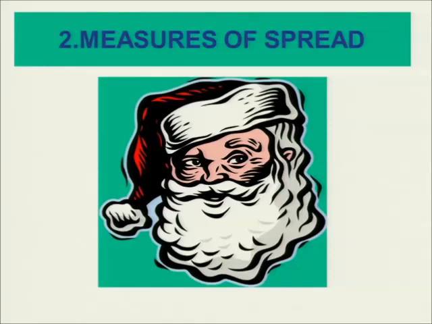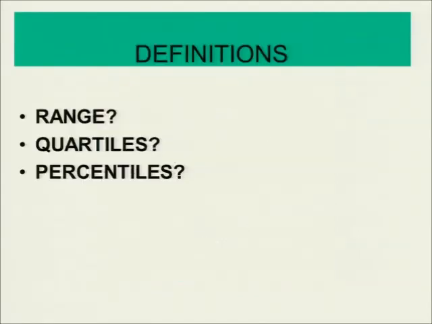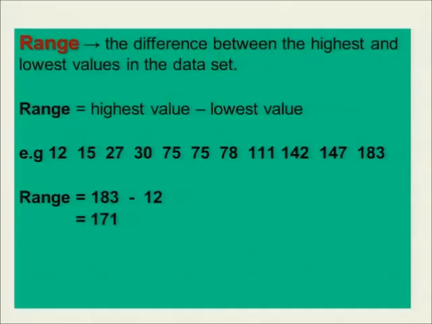Okay. Apart from the measures of central tendency, grade 12, I said I'm also going to talk to you about measures of spread. Under the measures of spread, we have the range, the quartiles, and the percentiles. Remember, under the measures of central tendency, we had the mean, the median, and the mode. Now, under the measures of spread, we have the range, the quartiles, and the percentiles. What do they mean, or how can we calculate them?